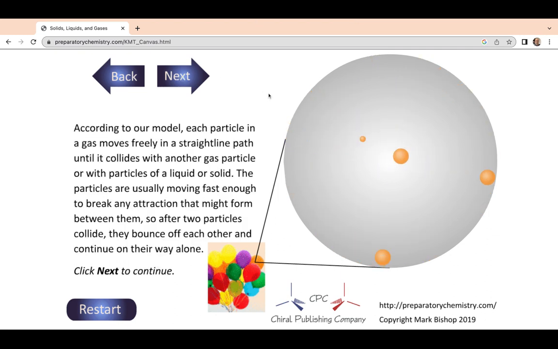So according to our model, each particle in a gas moves freely in a straight path until it collides with another gas particle or with particles of a liquid or solid. The particles are usually moving fast enough to break any attraction that might form between them. So after two particles collide, they bounce off of each other and continue on their way alone. Here, the particles are moving so fast that when they collide, they're like billiard balls. They just bounce off of each other and ricochet and go off into different directions. And so that is what happens in a gas.